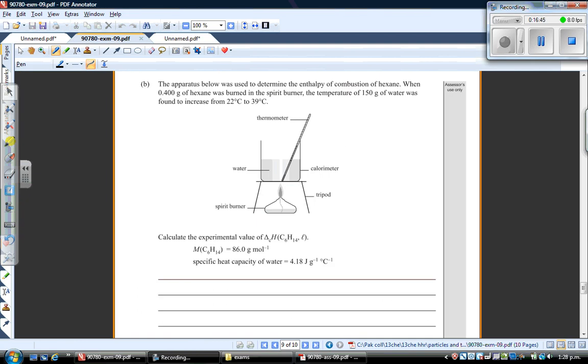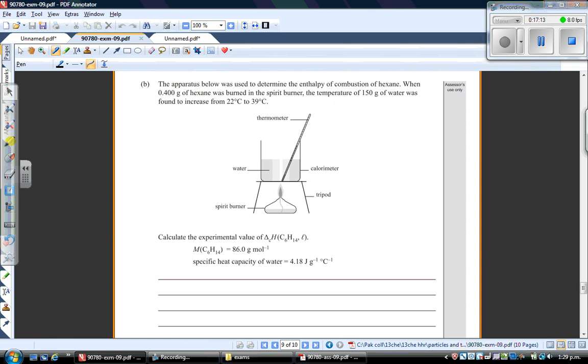Okay, so here's the 2009 question. I'm not sure what number it was, but it's part B, and the question is on calculating enthalpy for a reaction using an experiment. So the question says the apparatus below was used to determine the enthalpy of combustion of hexane when 0.400 grams of hexane were burned in the spirit burner. Spirit burner is just this little thing here.